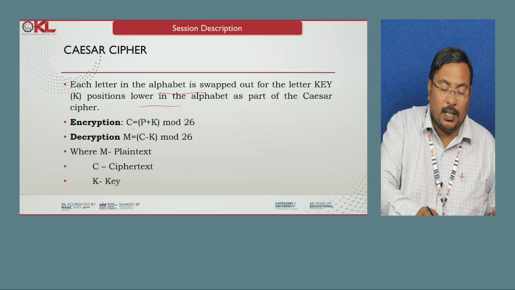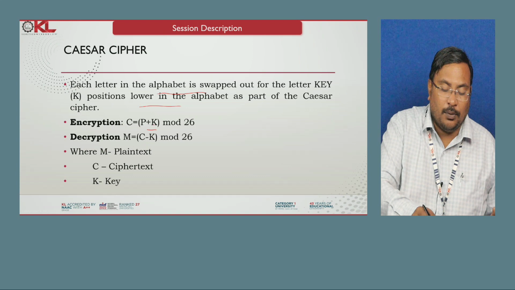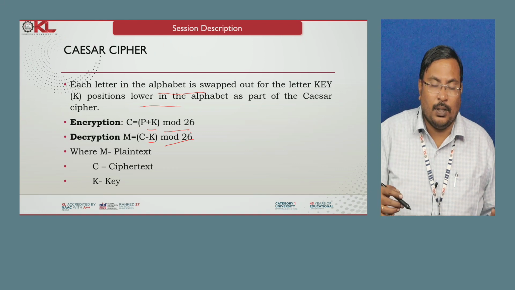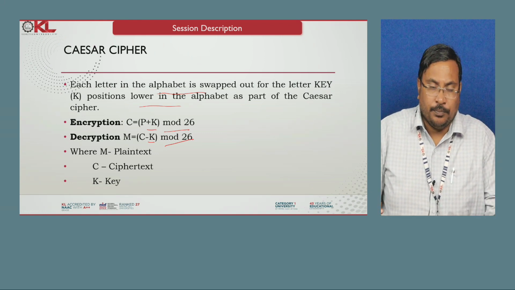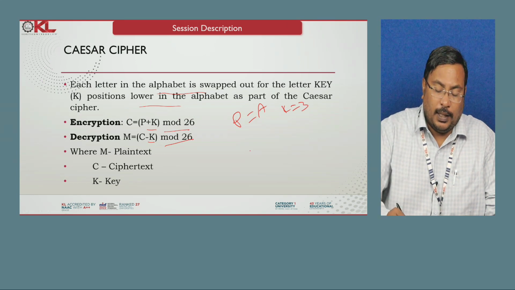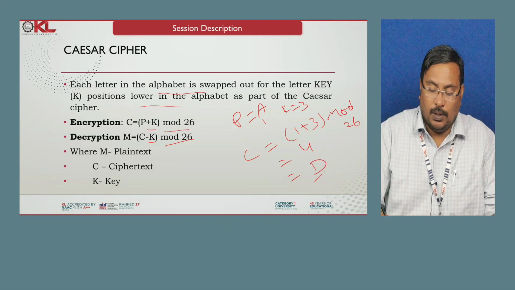The encryption algorithm is C equal to (P plus K) mod 26, and decryption is P equal to (C minus K) mod 26. Here K is the key value; in encryption we are adding and in decryption we are subtracting, and mod 26 is used because we have 26 letters in the English alphabet. For example, take the plain text A and key equal to 3. To create the ciphertext, C equal to A, which is position 1, plus 3 mod 26, you will get 4. That means 4 is which letter? D.